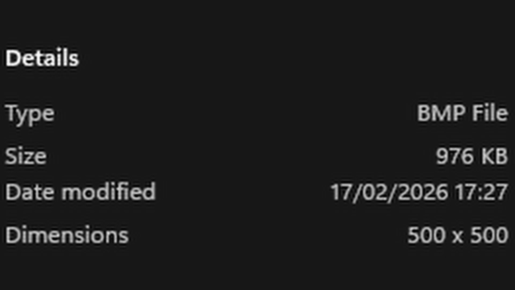Let's start with BMP. This stands for bitmap. It's developed by Microsoft and it's a raster-based format. Bitmaps are commonly uncompressed, that's why we're starting with them. Due to the lack of compression, the file size can be large, not making it very usable for web.